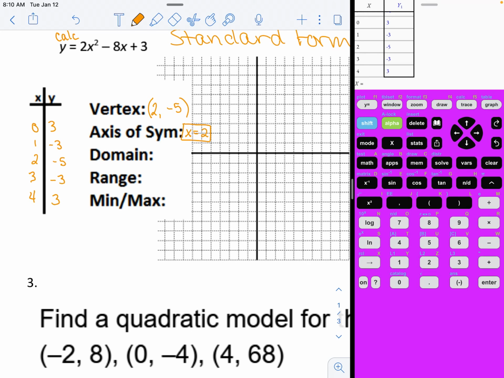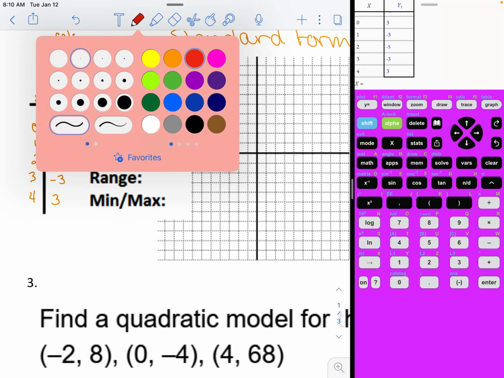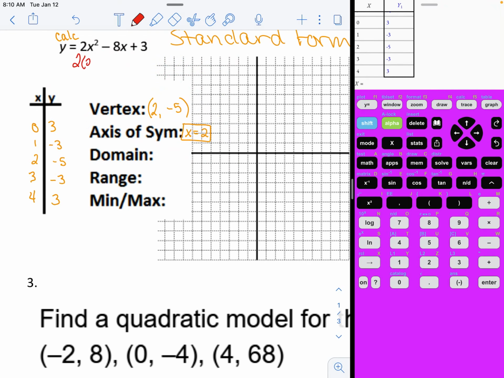Now you can plug 2 in by hand. If you didn't like the way that I used the calculator, you can definitely plug 2 in by hand. There's nothing wrong with that as long as you're very careful. I promise you will get -5 if you do.